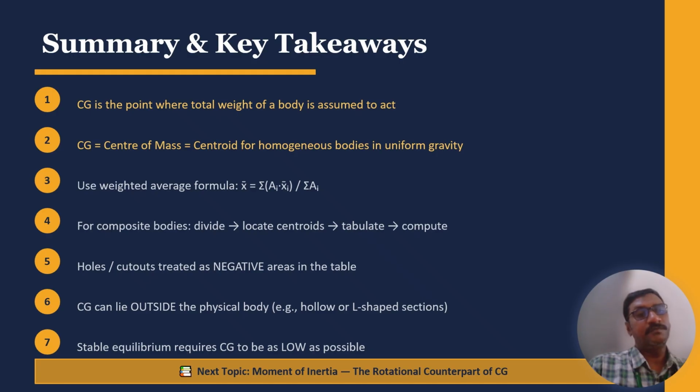So now point number 5 is negative areas for holes and cutouts. When a shape has a hole, cutout or void, treat it as a standard shape with a negative area. So subtract its moment contribution from the total. This is an elegant application of the superposition principle. So the complex shape equals the simple complete shape minus the removed portion.